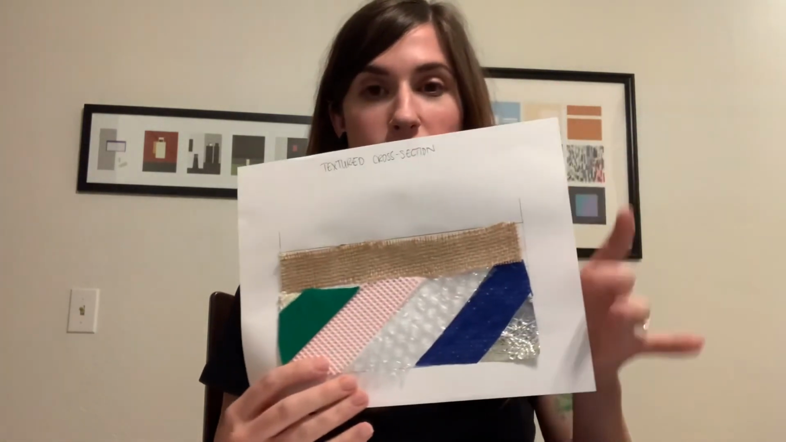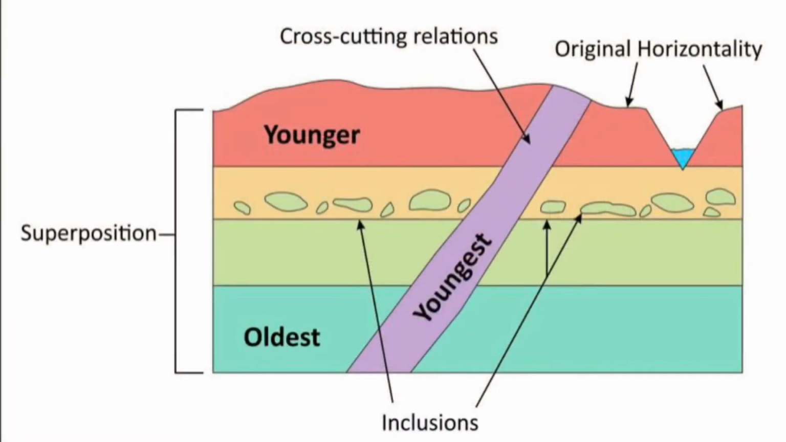Kelly, and today I'll be guiding you through teaching some principles of relative dating using this textured cross-section. There are multiple principles of relative dating. This image shows the principle of superposition, the principle of original horizontality, the principle of inclusions, and the principle of cross-cutting relations. We will be focusing on the principle of superposition and the principle of original horizontality today.